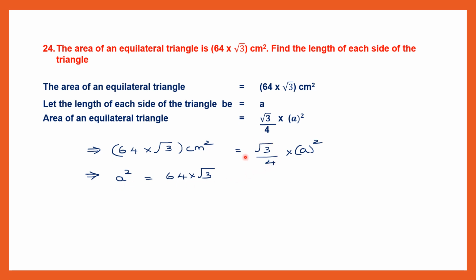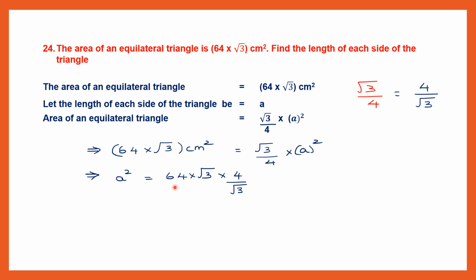Now I need to move root 3 by 4 to the other side. Now listen carefully. When I have root 3 by 4, here as you can see, it is multiplication. So when it moves to the other side, it becomes division. So when this becomes division, the 4 will go on top and root 3 will come down. So this becomes 4 by root 3, the reciprocal. So let's write that, into 4 by root 3. So this is how it's done. I hope you've understood how we got this.